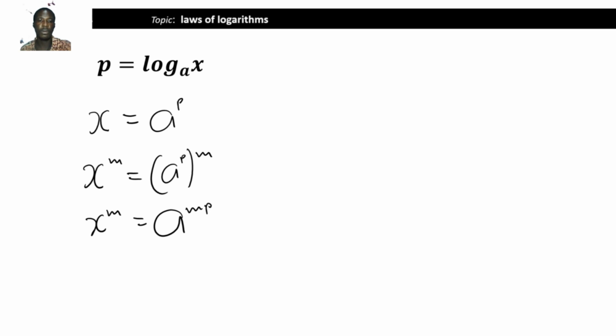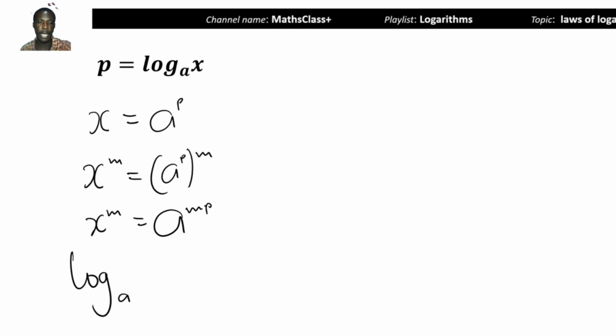Now, from here, let's change it back to logarithm. So we are changing this initial equation to logarithm. Remember, our base is a. So we have log to the base a, and our log value, or that resulting value, which is x to the power m, and then that is equal to the power of the base, or the exponent of the base, which we have now as mp.